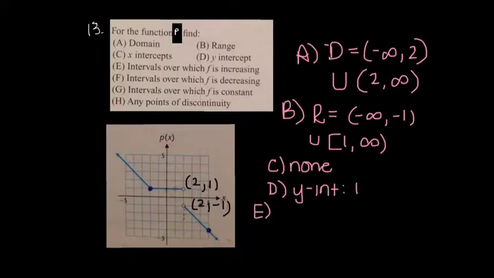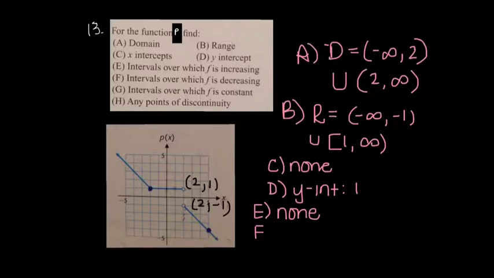As far as where p is increasing, if I trace this, there's nowhere where that graph is going to be increasing. I'm always going to be moving downward. So there's nowhere where the graph is increasing.